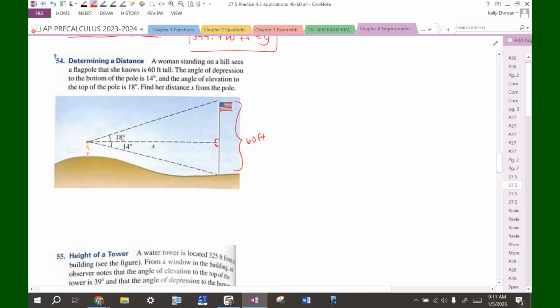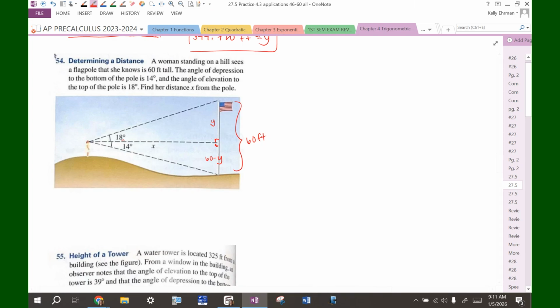Okay, so then what do we do? We don't know how this is split up. It's not going to be 30-30, I can tell you that. Let's just say this section is y feet, and we know this whole thing is 60. So however much this takes up, this is the rest of the 60, which would be 60 minus y, right? So if this is 40, this is 20. Or if this is 50, this is 10, etc. Find her distance x from the pole.